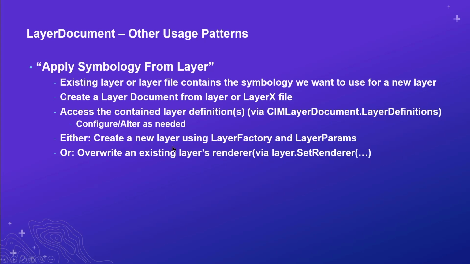So as you can see in the slide, you first create the layer document from the layerx file or an existing layer that has the symbology that you need. You access the CIM layer document and then its layer definitions from it. The layer definition contains the symbology you need to use. And then you use the symbology unaltered, or you make any changes that you want. Next, you can either create a new layer from the CIM layer document, or you override the existing layer using the layer set renderer method.